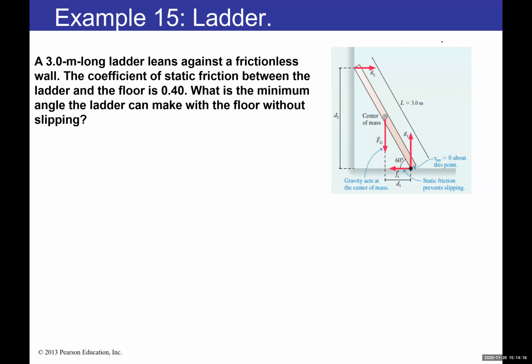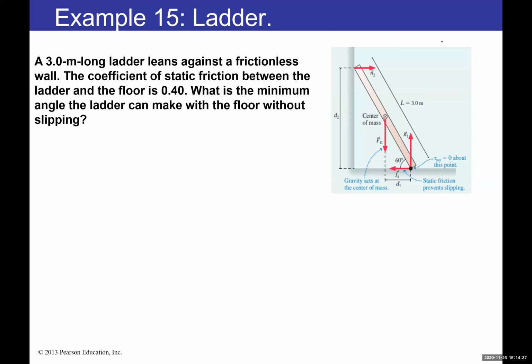All right, here's another example. This is also a typical example where we have a ladder leaning on a wall, right? Basically the friction from the wall and from the floor prevents it from sliding. So it's in static equilibrium. All right, so let's look at it.